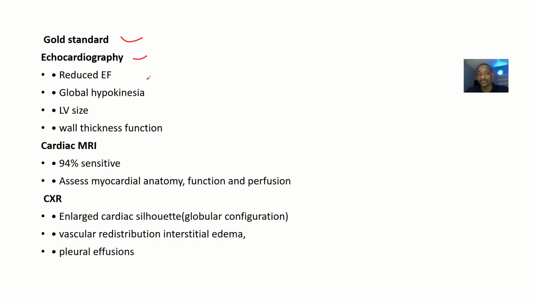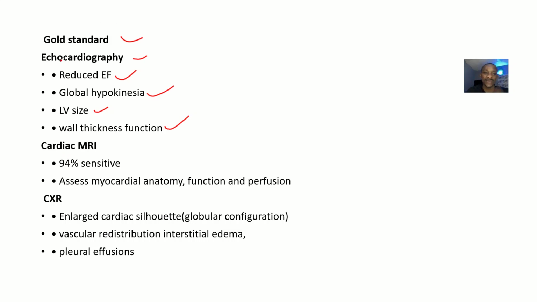So in echocardiography, you can use it to best pick out if you are suspecting a reduced ejection fraction. If you are suspecting that the ventricles are not pumping out blood the way they should, either left ventricle or right ventricle, you can do the echocardiography. Then you can use it to pick out global hypokinesia. You can also use it to pick out if the left ventricle size is increasing, if there's a hypertrophy on the left side. Then you can also use it to pick wall thickness, right?